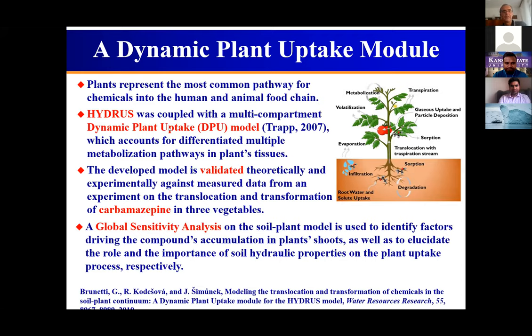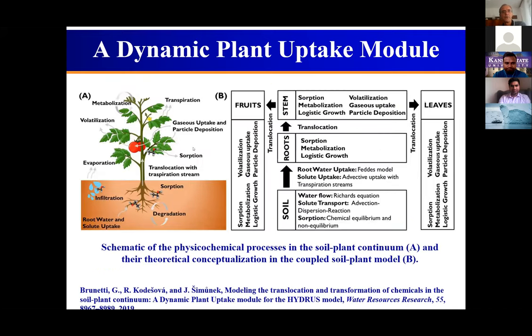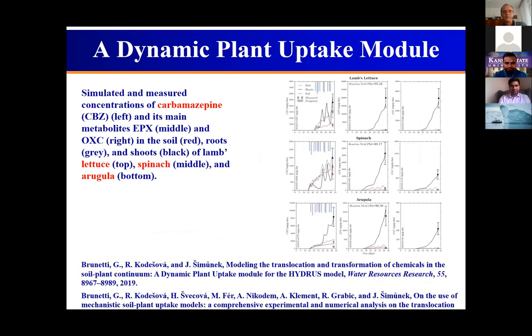So we developed this dynamic plant uptake module where we define the plant using four compartments. So we have roots, stems, fruits, and leaves. And then we have soil. So in the soil, we simulate flow and transport. Then roots will take up water and chemical from the soil. And then through the roots, it will go to stems and then to fruits and leaves. And you see all these reactions we consider in that model. So again, it's quite a complex model, but it has many applications. And we just yesterday learned that another paper using this model was published in the Journal of Hazardous Materials. Yeah, so that's just the application.